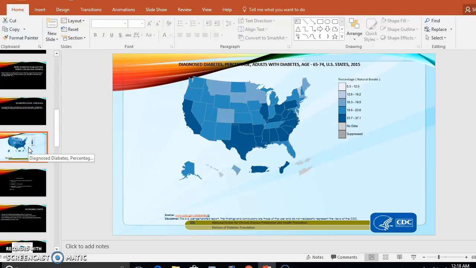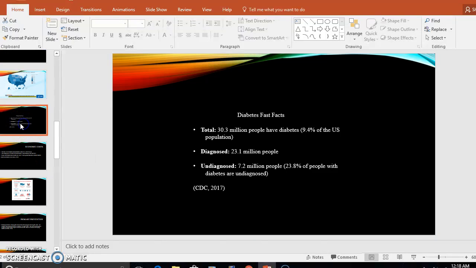Here is a chart showing where the adult population between the ages of 65 and 74 is. The majority of this population is in the southern region. A total of 30.3 million people have diabetes. A total of 7.2 million people do not know they have diabetes.